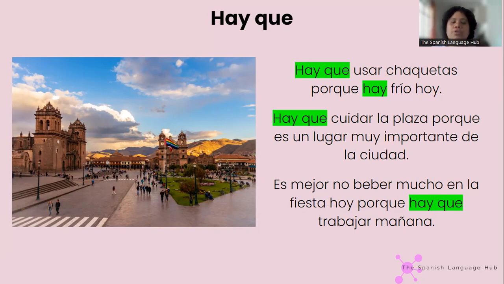Okay? So these are impersonal suggestions. You are not saying you have to work tomorrow. You say it's necessary. Like just put it out there. It's a suggestion. Not really pointing fingers. That's when we use hay que.